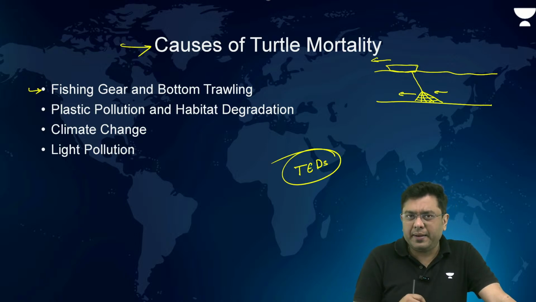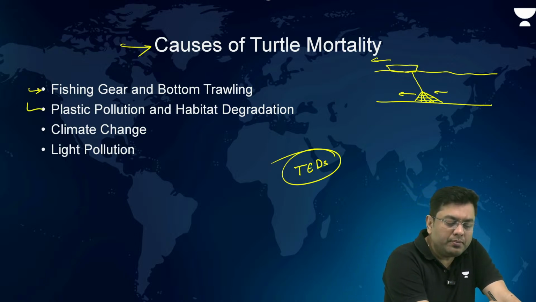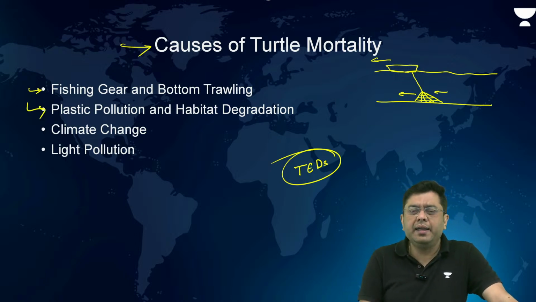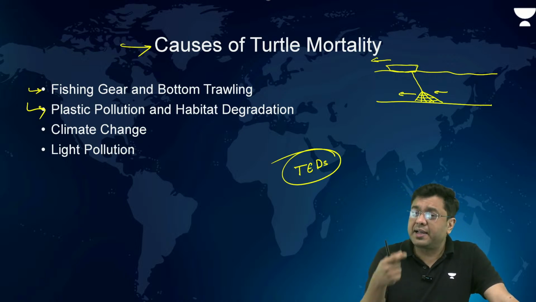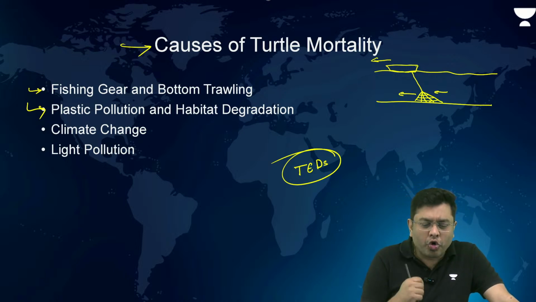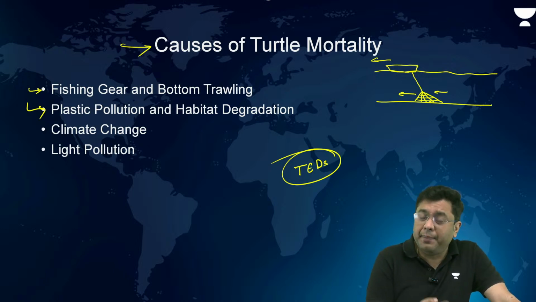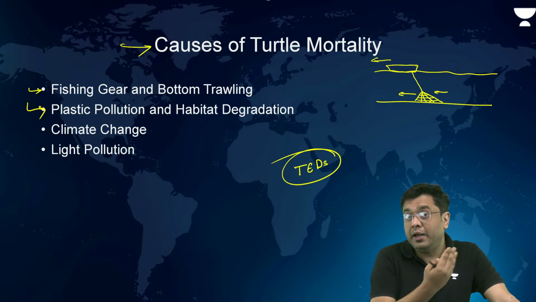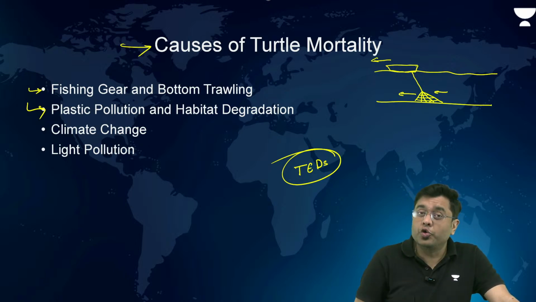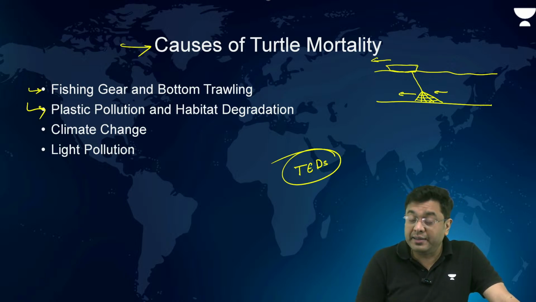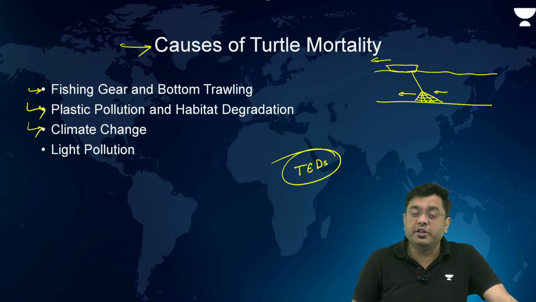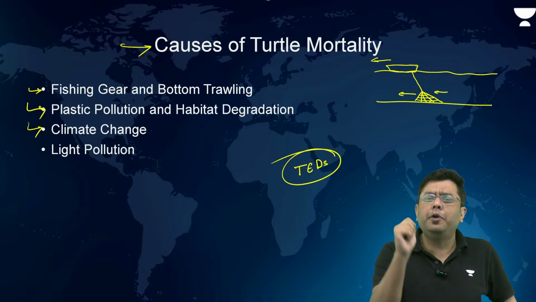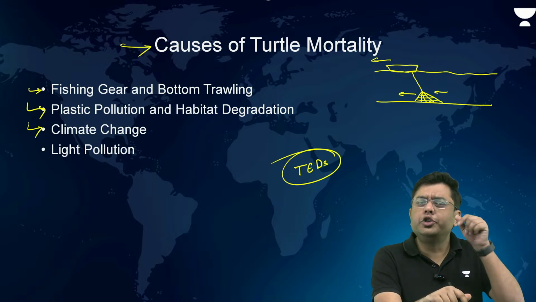That is not there. Then plastic pollution, increasingly high in the coastal areas. Many of the young ones, they consume that plastic considering it to be food. They choke onto that. Degradation of the habitat due to dumping of the liquid waste, solid waste in the coastal area. They die because of that. Climate change is a major issue, the variation in the sea level, the nesting sites get impacted, and there is also a light pollution issue. Light pollution issue in the coastal areas.